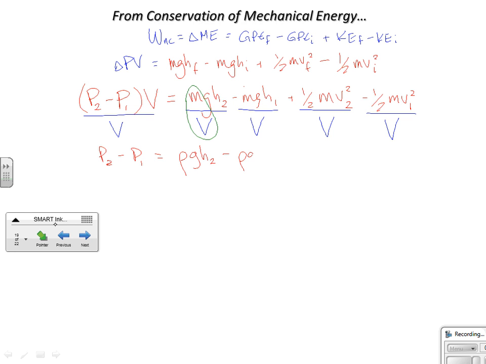Minus rho g h1 plus 1/2 rho v squared, right? Here's our mass per unit volume. Minus 1/2 rho v1 squared. All right, these are all, just so we're sure, energy per unit volume. So typically what we do is put all the ones on the same side and all the twos on the other. You can probably tell that, hang on.